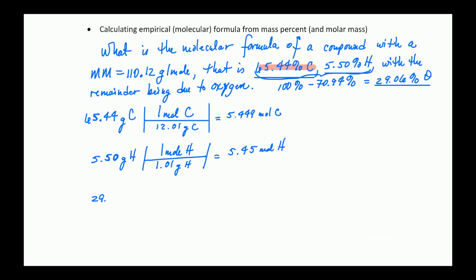One more step. Well, one more time at this. 29.06 grams of oxygen. You guys use the 2 decimal place, so 16.00 grams of oxygen for every 1 mole of oxygen. If you do that math, you're going to get 1.816 moles of oxygen.